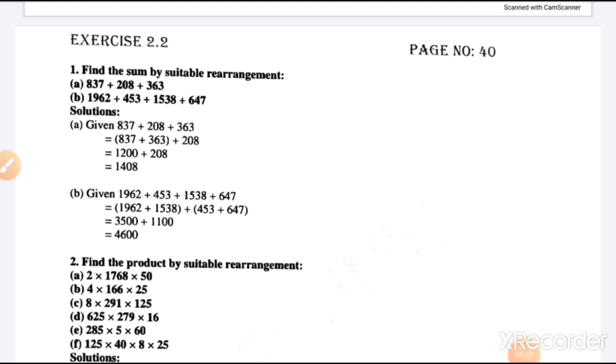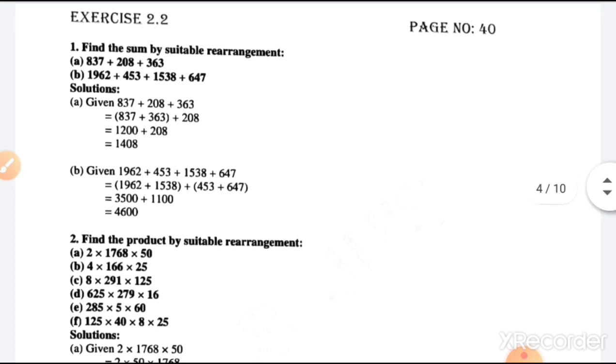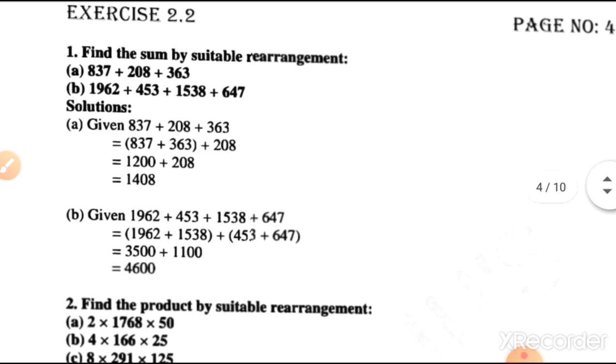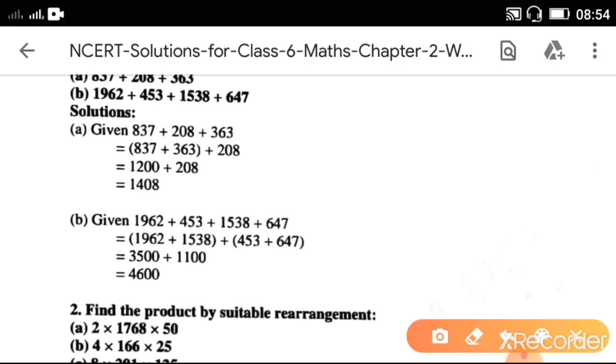Exercise 2.2. Question number 1. Find the sum by suitable rearrangement. First one: 837 plus 208 plus 363. Now you have to rearrange all the numbers so that you can add them easily.